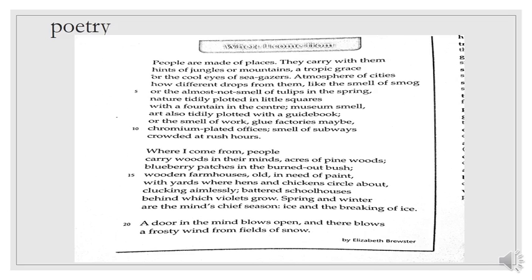People are made of places. They carry with them hints of jungles or mountains, a tropic grace, or the cool eyes of sea gazers. Atmosphere of cities, how different drops from them, like the smell of smog, or the almost not smell of tulips in the spring. Nature tidily plotted in the little squares, with a fountain in the center, museum smell. Art also tidily plotted with a guidebook, or a smell of work, glue factories maybe.